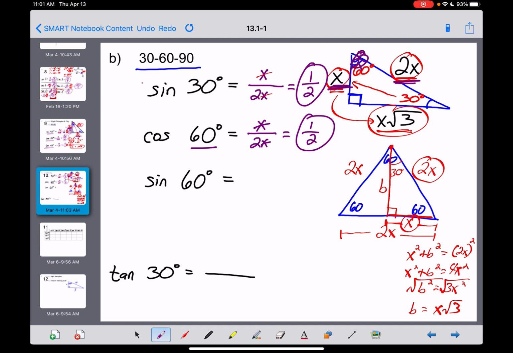I wanted you guys to see right here that the sine of 30 degrees and the cosine of 60 degrees are actually the exact same value. That's opening up the door to something coming later, but I think I'll leave it unsaid for now.